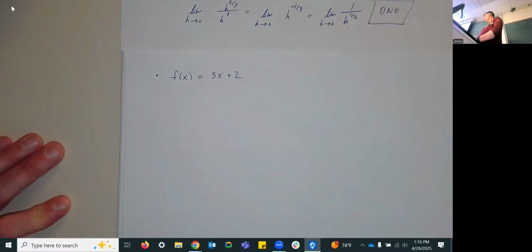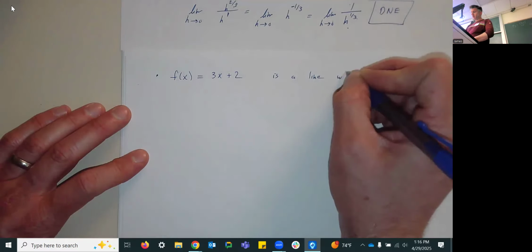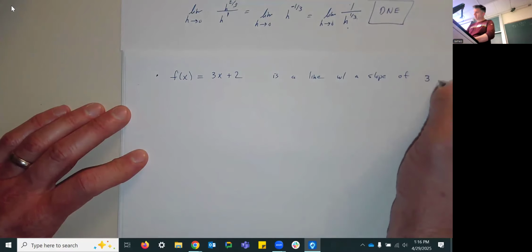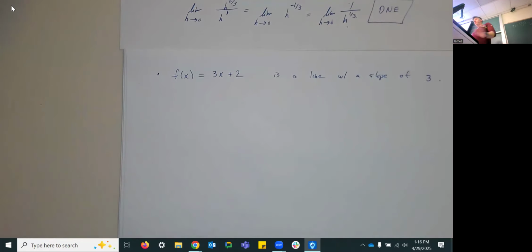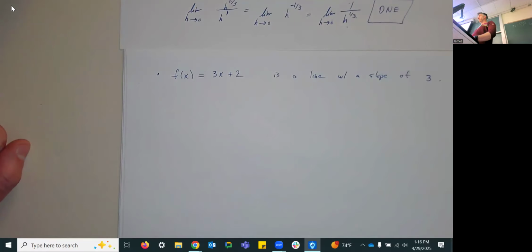It's a straight line. It is a line with a slope of what? Say it. With a slope of 3. What that means is the derivative of this function is always 3. Or what I would like to say is that this function increases at a rate of 3, meaning for every 1 that x increases, the y value or the function value increases by 3.